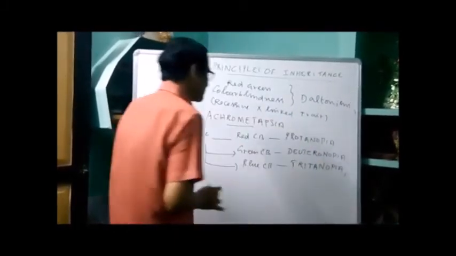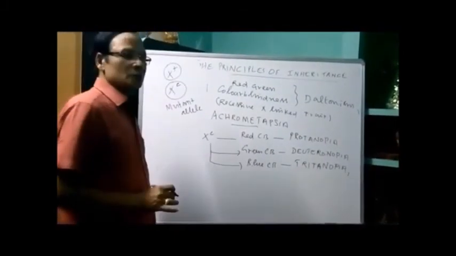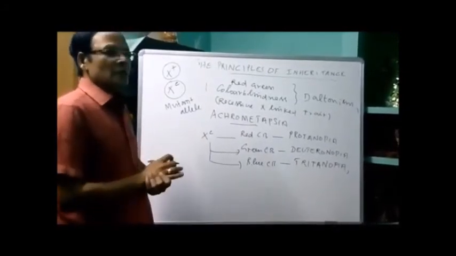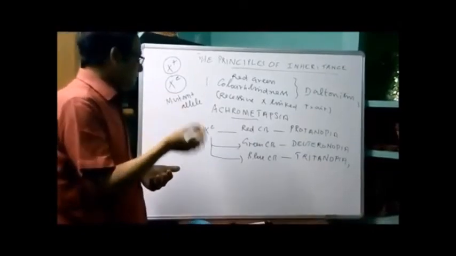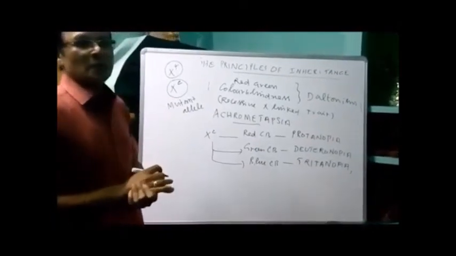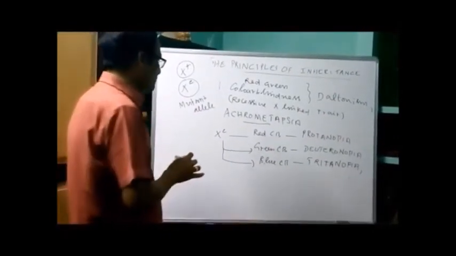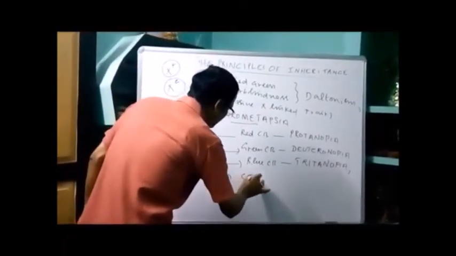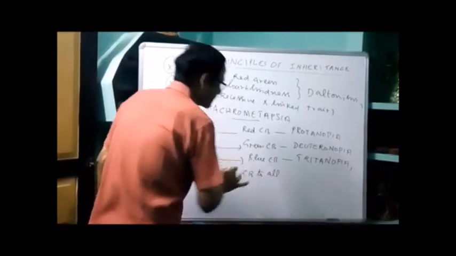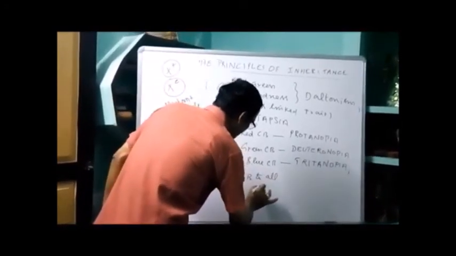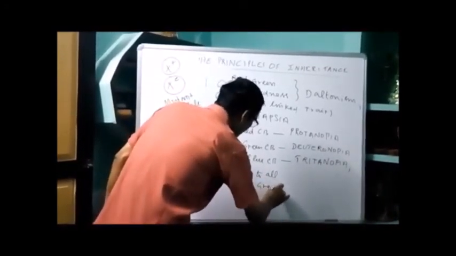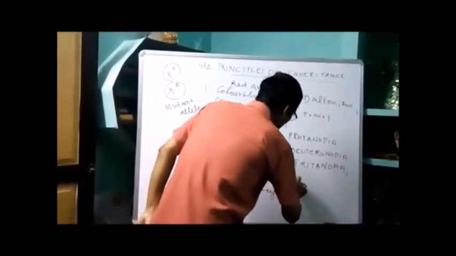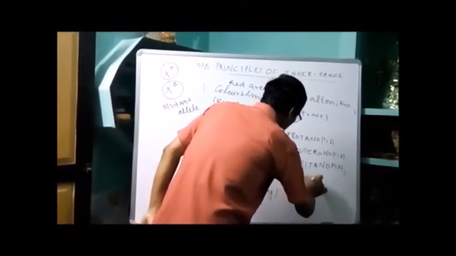In some cases, the persons are unable to see all the three colors. The gene is unable to produce all the three pigments, so the persons are unable to see all the three colors. Then it's called color blindness to all colors. That is, everything appears grey. This condition is called monochromasia.